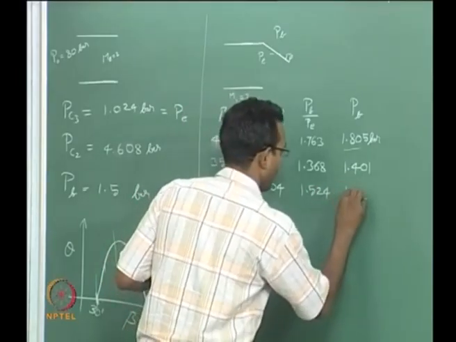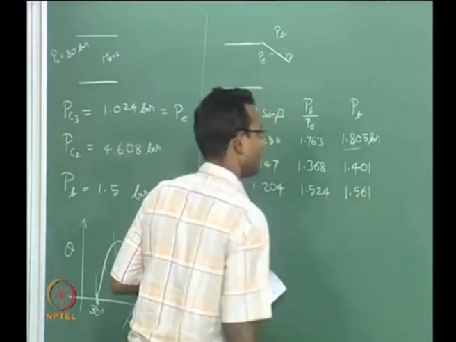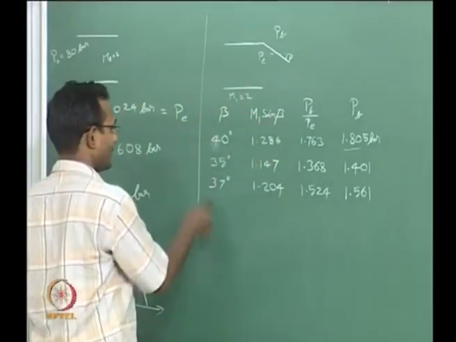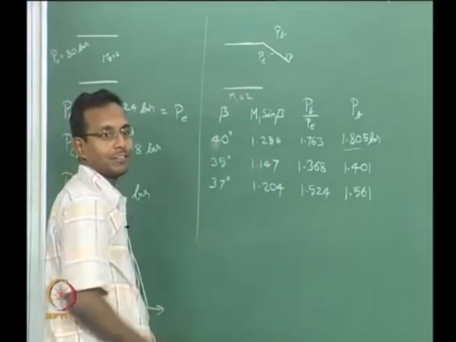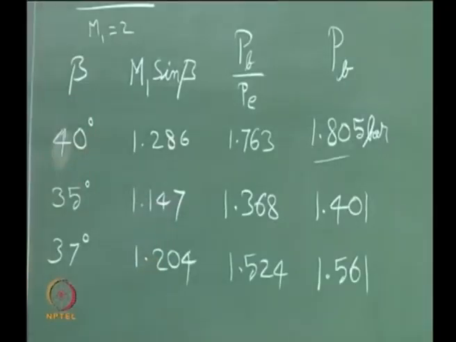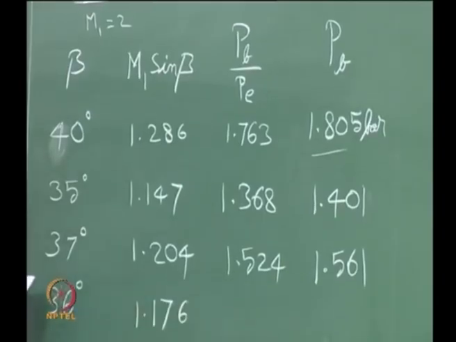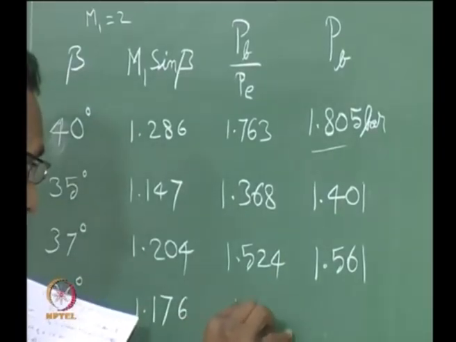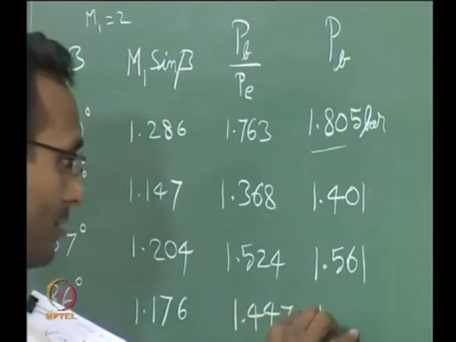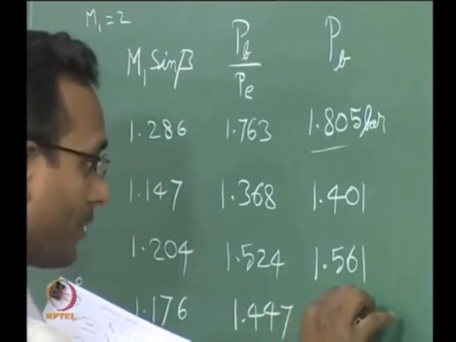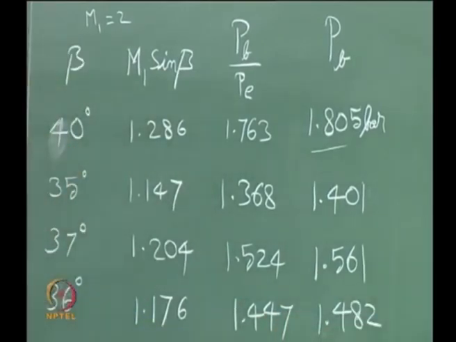And so I am getting 1.561. So now I see the answer is between 35 and 37. Logical thing to try 36. Number is 1.176, 1.447, 1.482. So the actual answer is something in between these two, very close to 36 degrees.